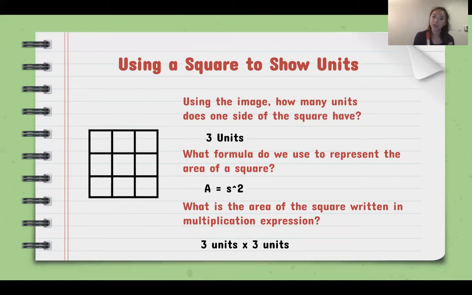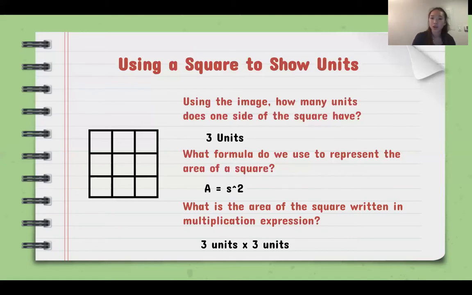So that's going to be 3 times 3, but they're 3 units. So then we have the 1, 2, 3 units on the top as one side, and you can use any other side. Usually I like to use the side that goes down if I'm using the straight across side on top. So then I have my 1, 2, 3 units also. So that can be written as 3 units times 3 units.